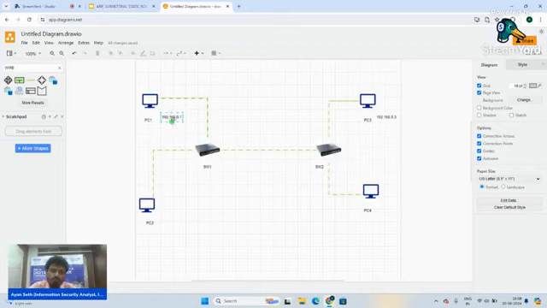That is why switch 1 wants to learn the MAC address of PC1. Otherwise, it will be unable to deliver the data to switch 2 and to PC3, right? So it has some process to learn the MAC address of PC1. So what will happen? First, PC1 will send an ARP request. So how does an ARP request look like?